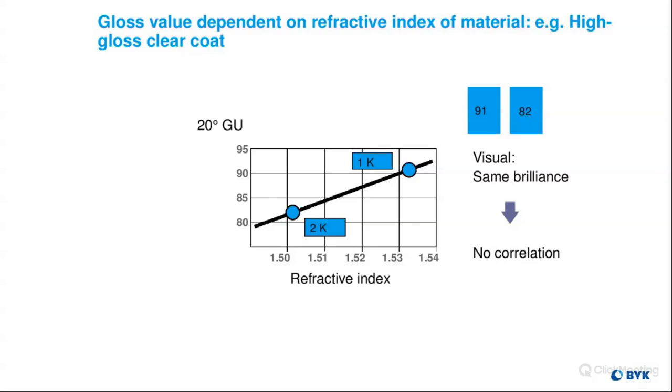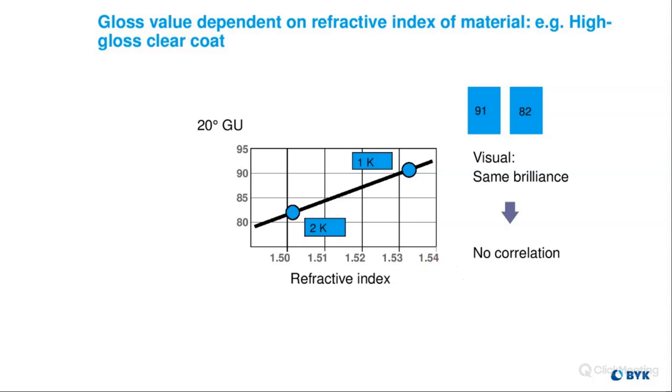Based off of the refractive index, you can run into some issues in cases like this. We have a 2K clear coat system and a 1K clear coat system. They both are visually exactly the same, so they look to be the same gloss level. But when we go to measure them, we find that our 2K clear coat has a lot lower gloss value than our 1K clear coat. The reason is because they have a different refractive index. Our 2K clear coat is around 1.5, whereas our 1K is around 1.53.